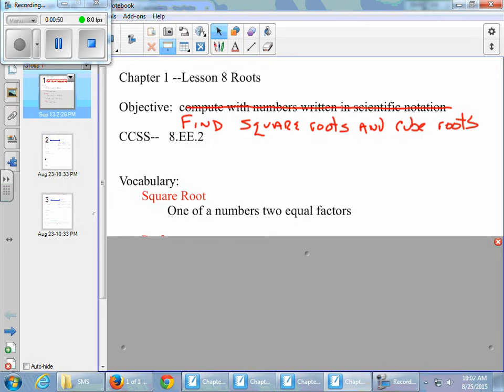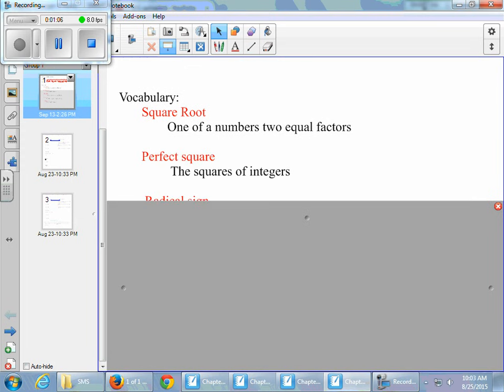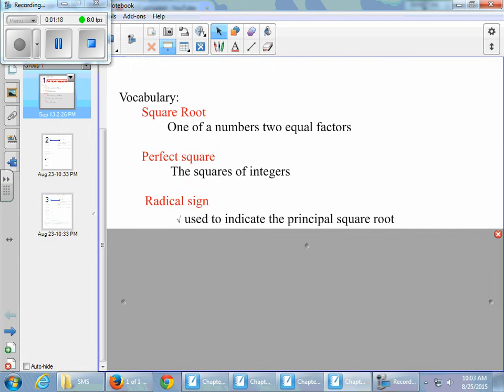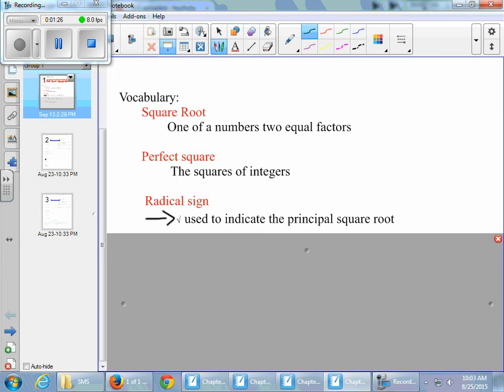All right, we do have some vocabulary words for this lesson. Our first one is square root: one of a number's two equal factors. So a number times itself would be the square root of a number. Our next one, perfect square: squares of integers. As we'll go through our examples, we'll show some perfect squares. The radical sign, used to indicate the principal square root. Right there's the sign, or sometimes you'll see it all the way across like that.